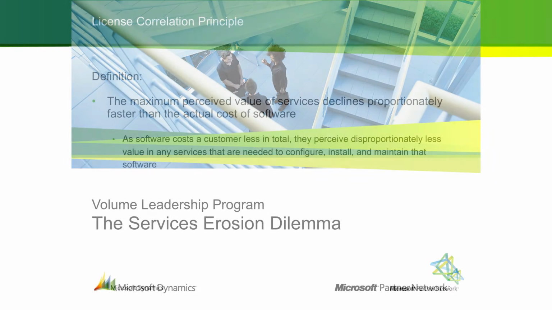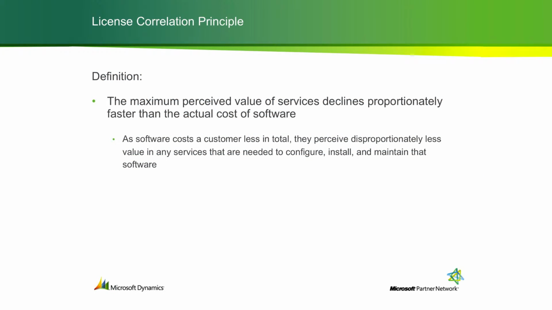Now, I want to start first of all with a definition of something we call the license correlation principle. And here's what we mean by that. What we mean is that the maximum perceived value of services declines faster than the actual cost of the software, so that as software starts to cost a customer less in total, they perceive less and less value in any services that are in addition to that software that are needed to make the software achieve a useful purpose in terms of it having been configured, installed, and maintained, that kind of thing.